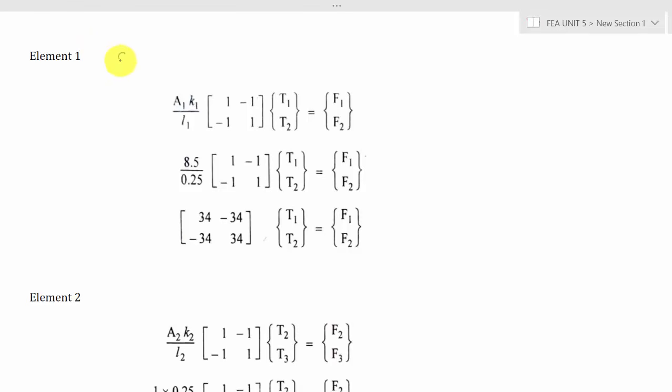So we'll start with element 1. Element 1 has only conduction, so it is case 1. The equation is AK by L, matrix 1 minus 1, minus 1 1, times T1 T2, equal to F1 and F2. The cross-sectional area is not given, so I am going to assume a unit cross-sectional area, A1 is equal to 1 meter square. I have substituted K and L1 values and calculated the stiffness matrix for element 1. Since no external force is acting, you can put 0 0 here.